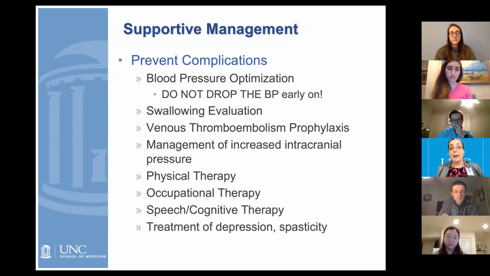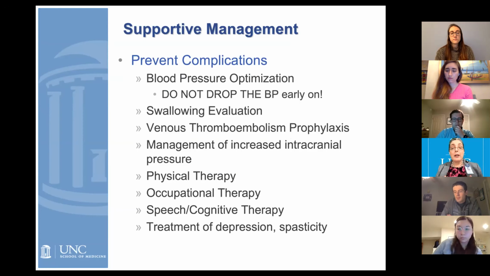So simple assessments make a big difference. We prevent clots in the legs. These are venous thromboembolic prophylaxis. And if the stroke is big, one of the things that will happen over the next 5 to 7 days is that brain that is injured will swell, just like a bruise anywhere in your body. And that swelling can be deadly. And so we have to manage that.